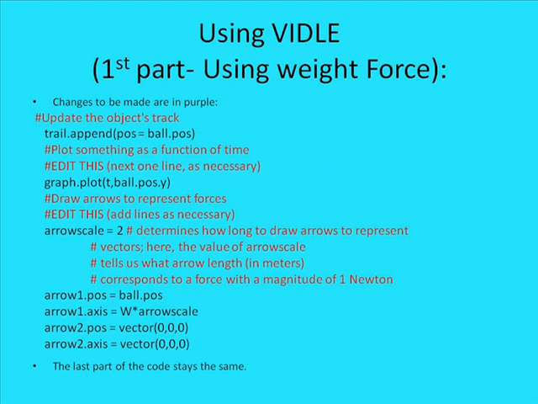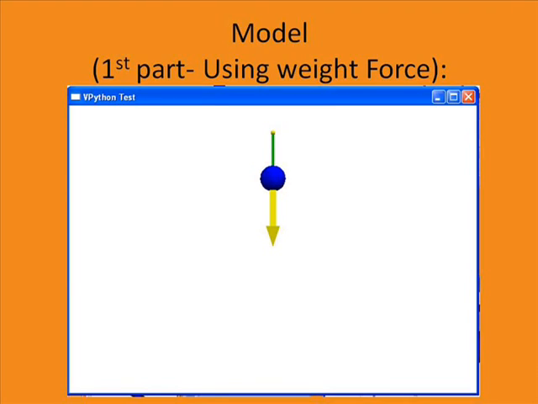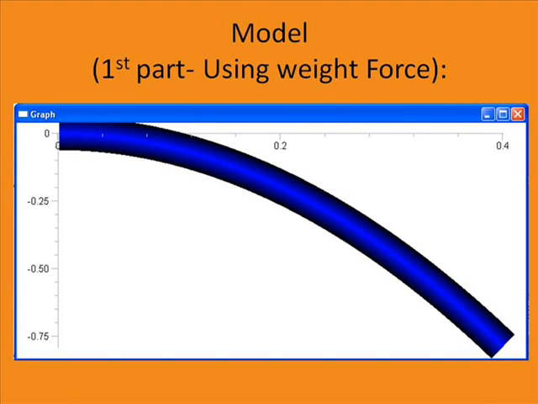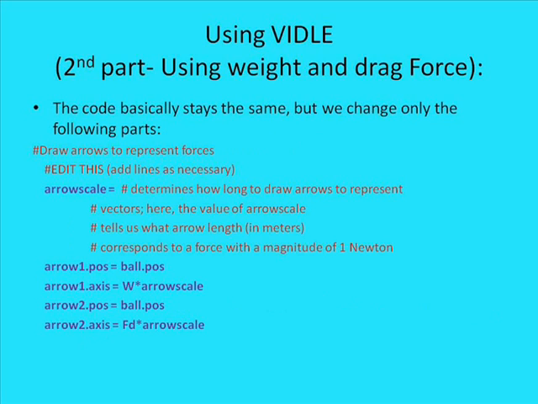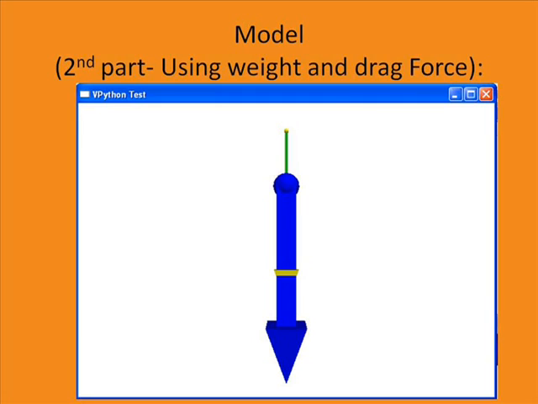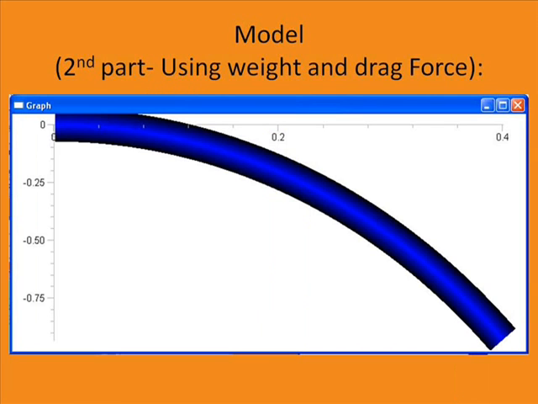In order to know the magnitude of the forces acting on the system, we will use arrows, and we will code them like this. Once we run the program, we see the yellow arrow representing the weight force. For the second part of the lab in the code, we will change b, the coefficient of drag. I determined the coefficient of drag force b, as shown in the lecture videos, by trial and error. In the calculation loop, we will add the drag force and the weight force together. We will also use arrows, and once we run the program, we see the blue arrow representing the drag force and the yellow arrow representing the weight force in the system.